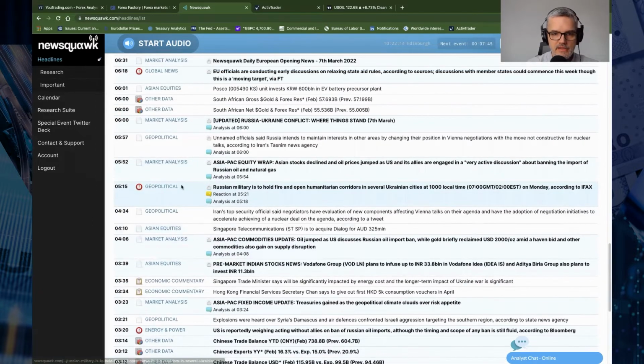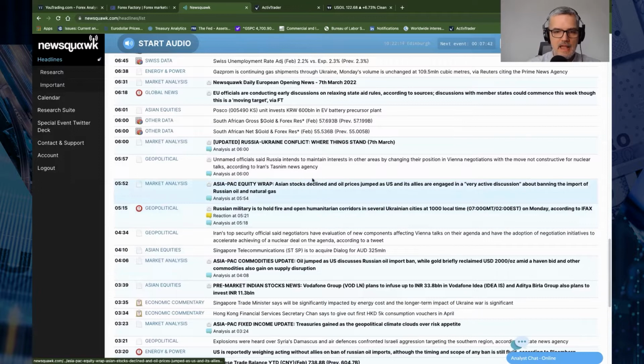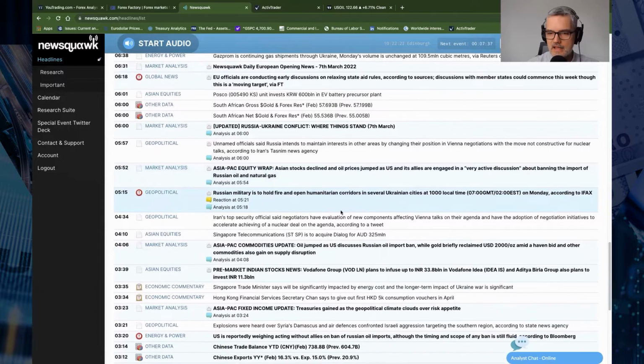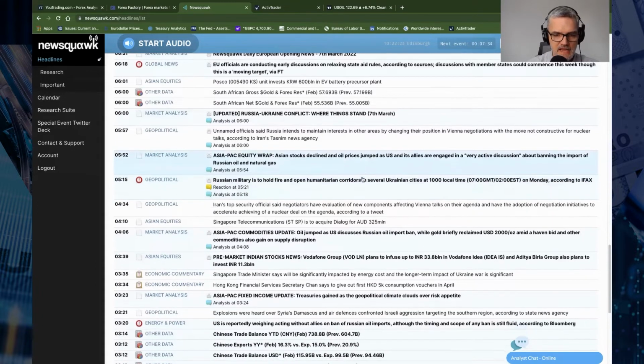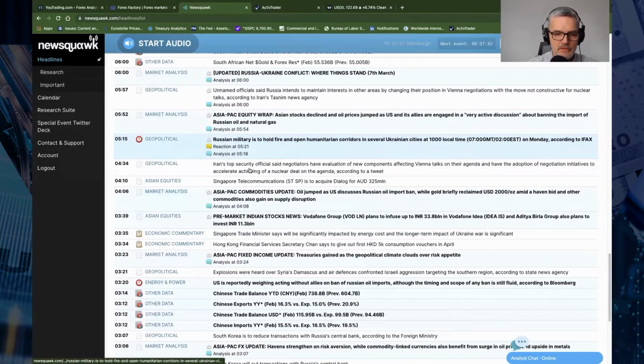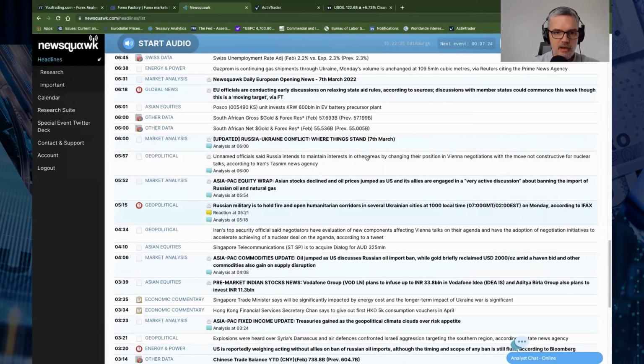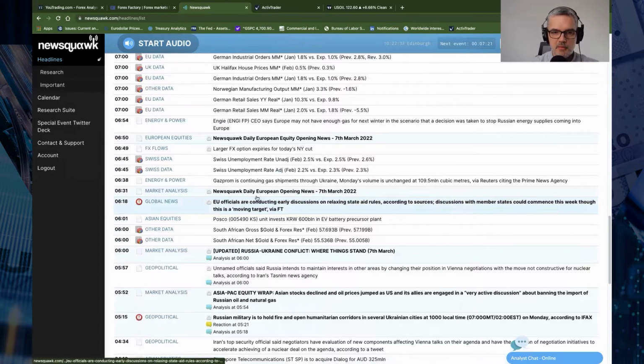If we look here, there is lots of news coming out of Russia and Ukraine. Lots of talk around open humanitarian corridors to let Ukrainian cities evacuate their residents. There is also a lot of talk around the US and other countries acting on bans of Russian oil supplies. But if we just scroll up, we did have news from Gazprom saying that they're continuing to ship through Ukraine. So there's still gas going through Ukraine. And the NG CEO said that Europe may not have enough gas for next winter in the scenario that a decision was taken to stop Russian energy supplies coming into Europe.